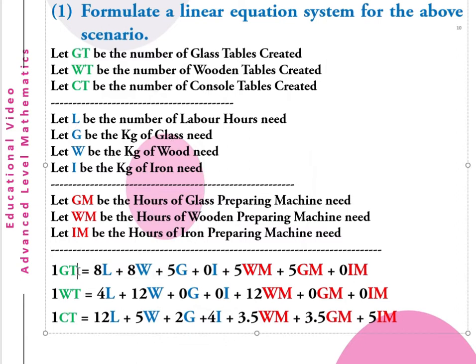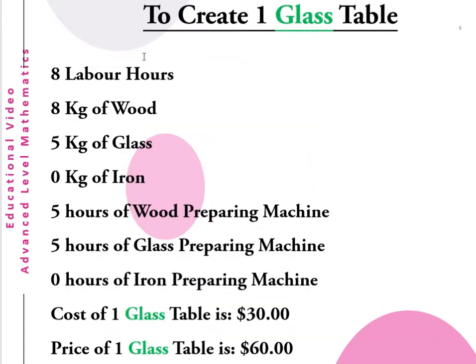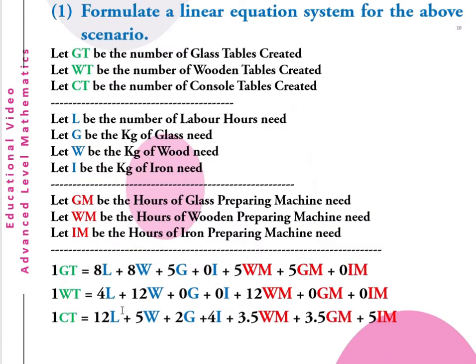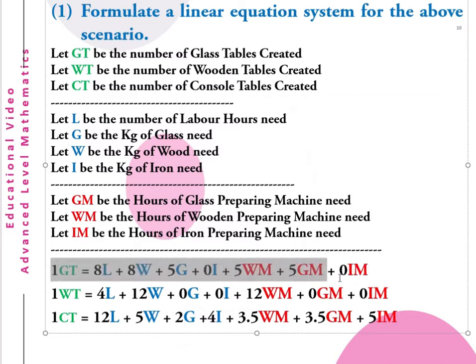So if we want to create one glass table, we need 8 labor hours. This is how we create one glass table. We need 8 hours of labor, 8 kilograms of wood, 5 kilograms of glass, and 0 kilograms of iron. So we get this formula. 5 hours of wooden preparing machine, 5 hours of glass preparing machine, 0 hours of iron preparing machine. This is the formula of creating one glass table.